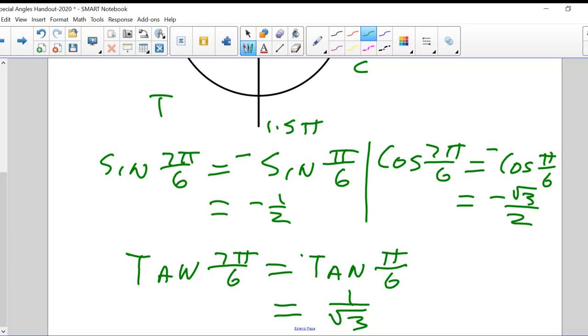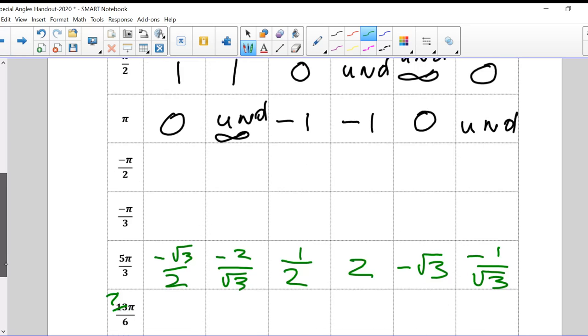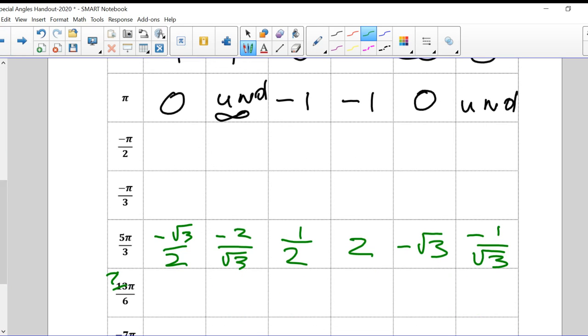Okay, now let's do one more thing, which is going in a negative direction. I'm not going to fill in the chart for 7 pi over 6. I want to go for one of those that's going in a negative direction. So let's tackle minus pi over 2, and let's tackle minus pi over 3. When I'm done those, I'm going to stop. Let's tackle those two and see if we can figure out what's going on here.